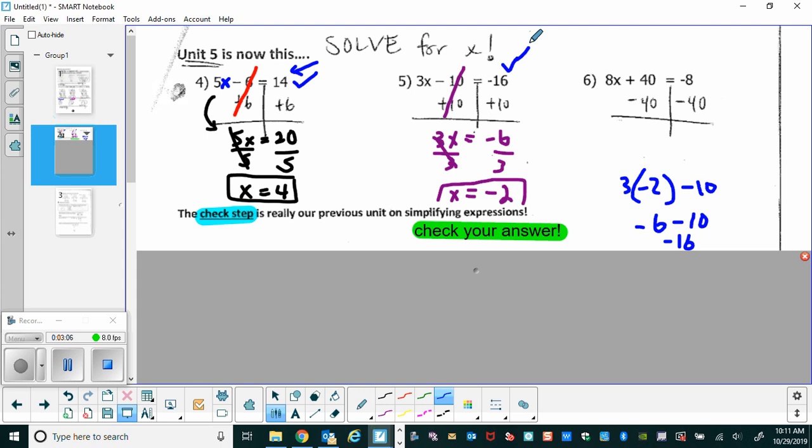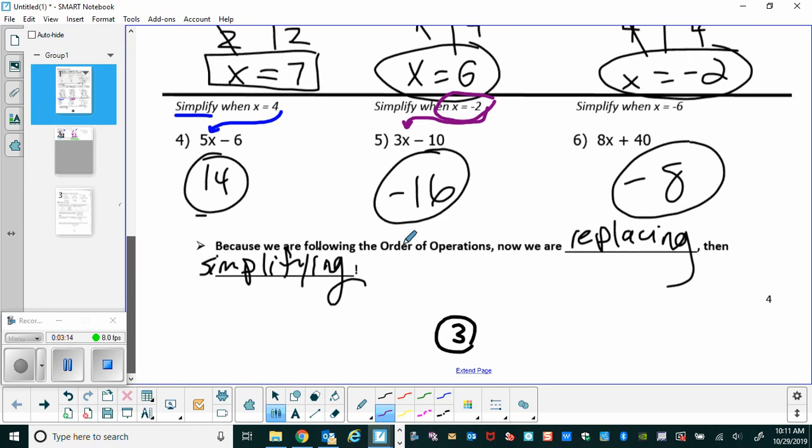Okay? All right, cool. And now we're on the last one over here. Just showing you guys the transition from our last unit to our new unit. So in our last unit, we had an expression, 8x plus 40, and we plugged in a negative 6 right here.